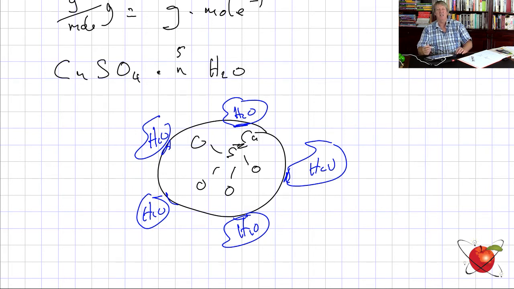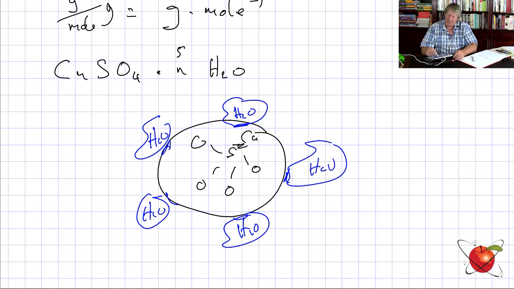What does that mean? It means that when it formed, it took water out of the atmosphere and stuck the molecules of water, 5 of them, on the surface of that molecule, and then they all packed together to form a crystal. This one here is actually bright blue.